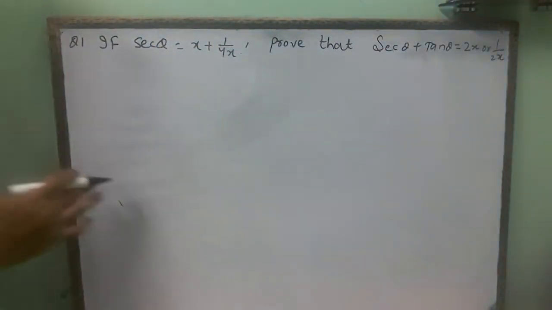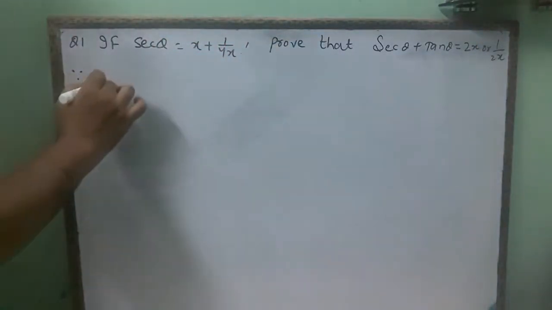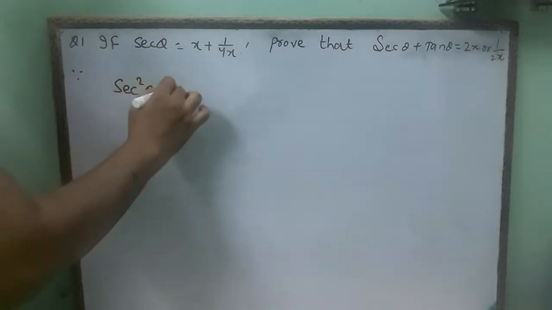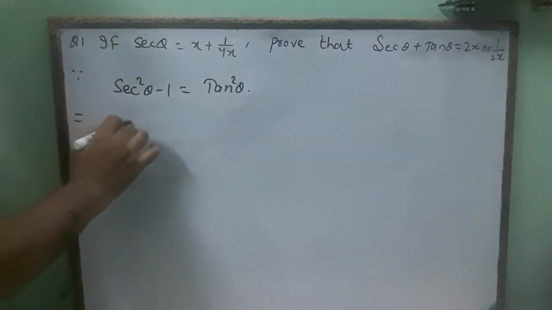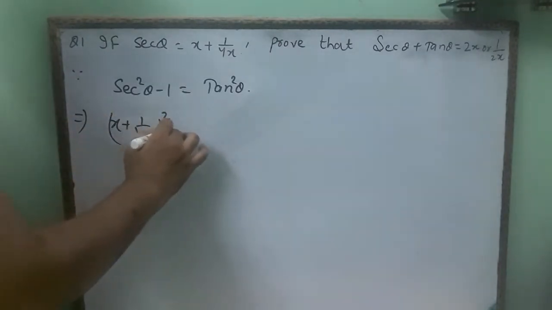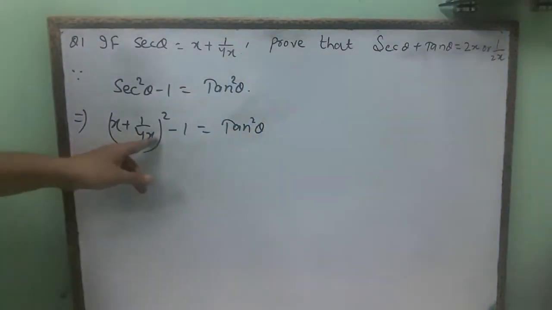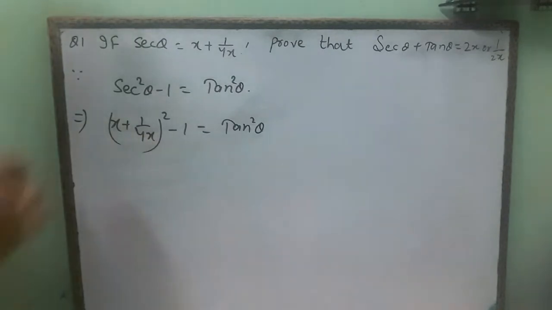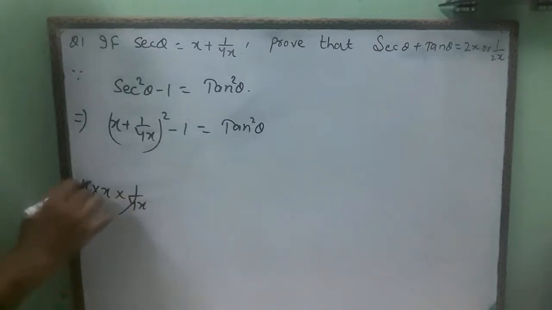As you know that I have to find the value of tan theta. So as you know that sec square theta minus 1 is equal to tan square theta. So write sec theta's value here. Then (x plus 1 by 4x) whole square minus 1 is equal to tan square theta. It is (a plus b) whole square minus 4ab. How? Write 4 into x into 1 by 4x. So 4 will be cancelled, x will be cancelled, 1 will be left, so that 1 is equivalent to 4ab.